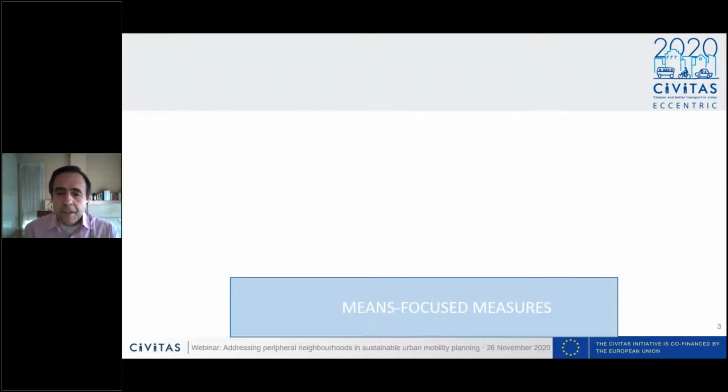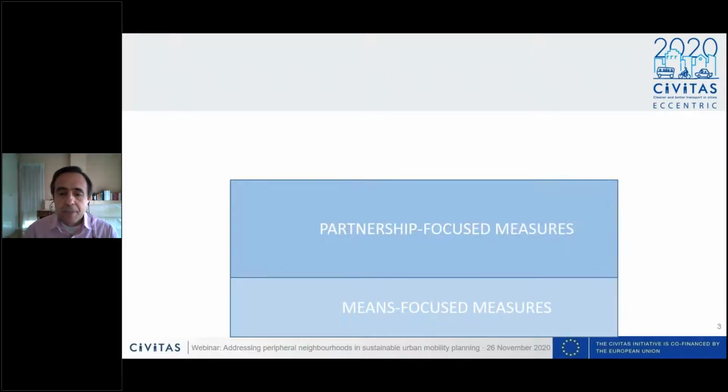And I think it is worth to classify them in three different big chunks of measures. What we called means-focused measures. These are the measures that, so to speak, you just go to the market and just buy them because someone has already developed the measure and it is close to market implementation. Then we have what we call partnership-focused measures, in which the municipality has basically to work closely with someone in the private sector and also in the research community to fine-tune the measure and to really adapt, find out some kind of solution that could be adapted to the problem that Eccentric had identified.